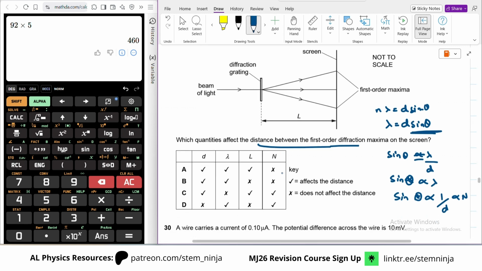L will not do anything. Right, so L will not do anything. So these 2 are correct. That means A and C are incorrect. Now we need to see D is definitely D and N both.